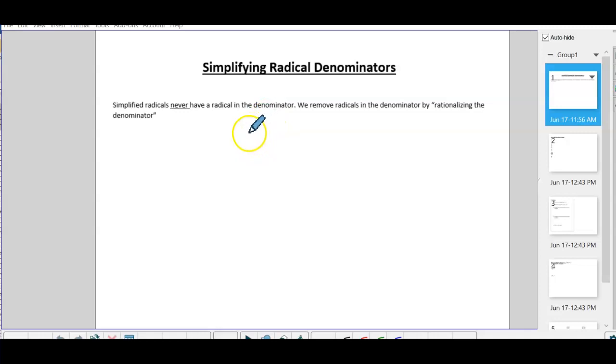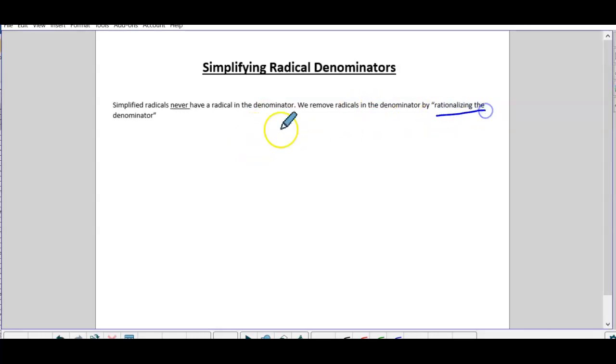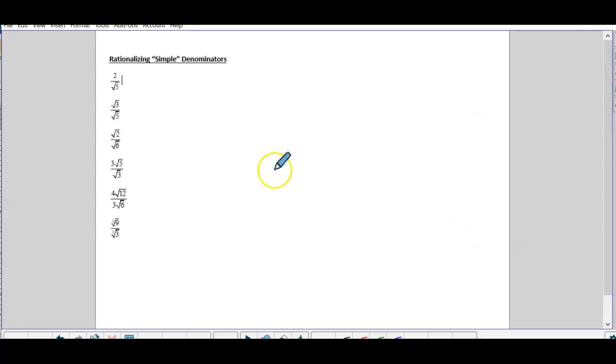If it does, it's not simplified. And so what we want to do is called rationalize the denominator. That's the process, so that's what we're going to practice here. We talked a little bit about it when we were doing that patterns sheet where we compared decimal forms. So these we're just calling simple denominators. They're just one term with a radical in it.